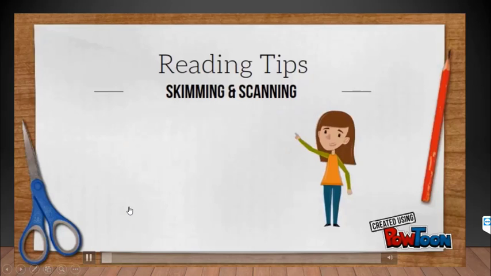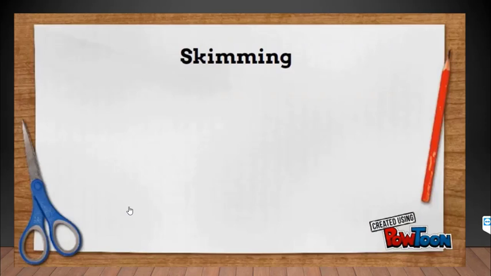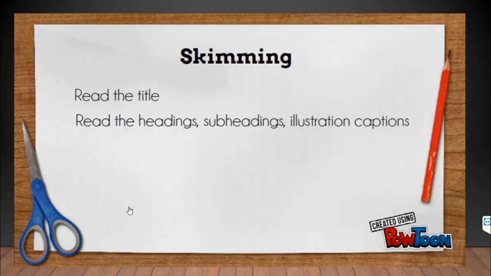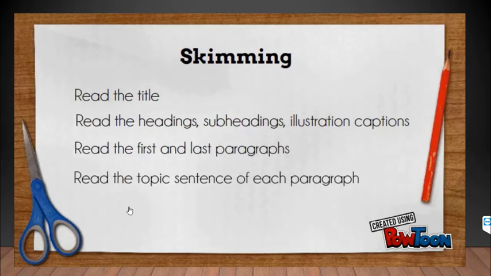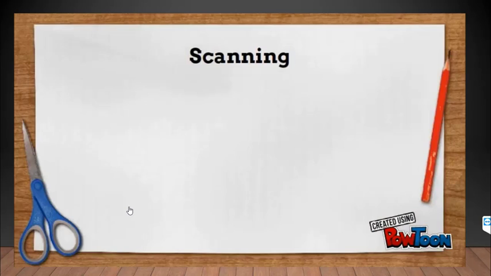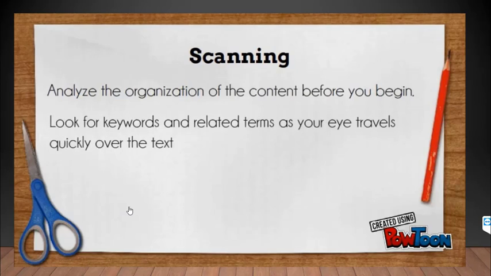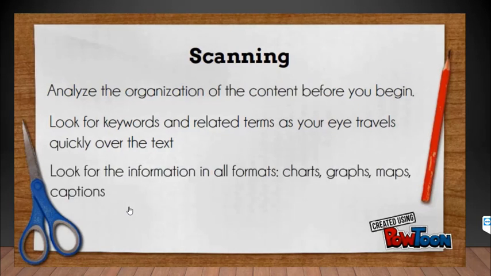Reading tips, skimming and scanning. Skimming helps you quickly identify the main ideas of a text. To skim, you read the title, then read headings, subheadings, illustration captions, then the first and last paragraphs, and then the topic sentence of each paragraph. Use scanning when you're looking for specific information. Analyze the organization of the content before you begin. Look for keywords and related terms as your eye travels quickly over the text, and look for the information in all formats: charts, graphs, maps, and captions.